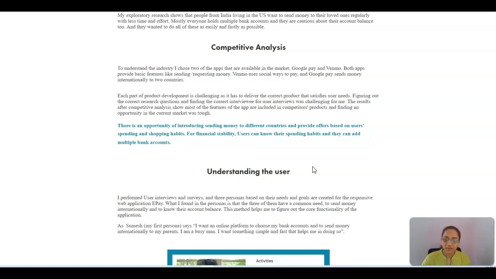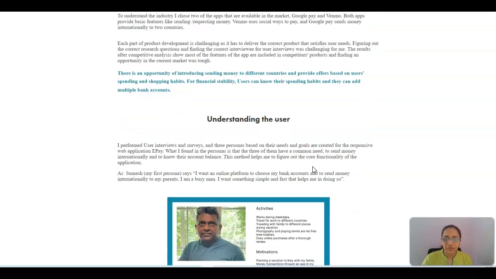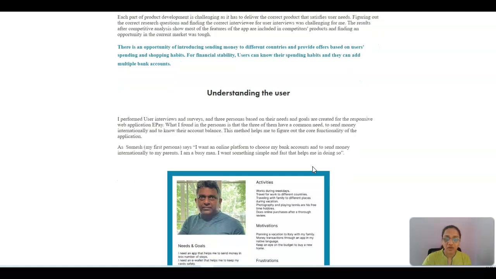And for financial stability, users can know their spending habits and they can add multiple bank accounts to the app as well. The next step in the design process is understanding the user. I performed user interviews and surveys, and three personas based on their needs and goals were created. What I found in the personas is that all three have a common need to send money internationally, and this method helped me figure out the core functionality of the application.